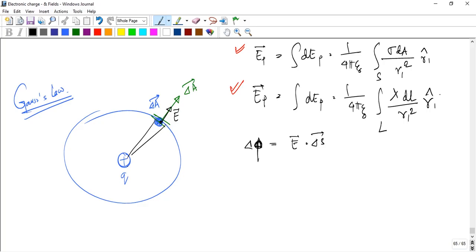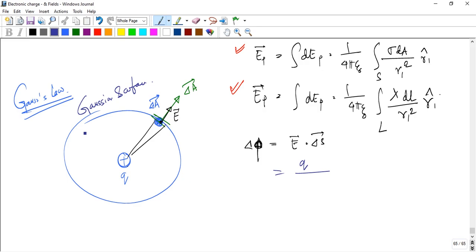Now we derive Gauss's law from flux. From flux, we add just a few steps. We know the electric field comes from the source charge Q enclosed. This is a Gaussian surface.